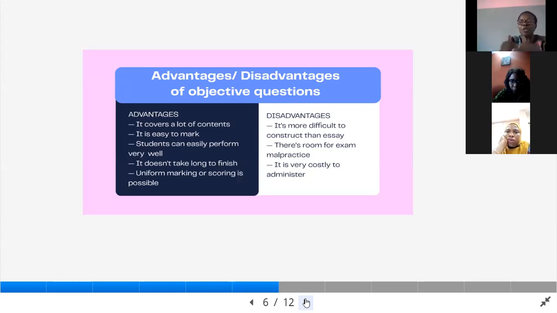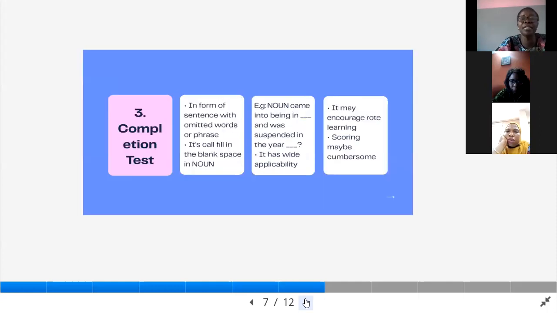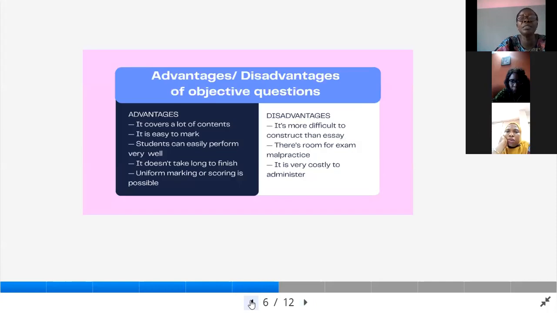So these are short questions, and it has advantages and disadvantages. So we're looking at the disadvantages of objective question, disadvantages of objective question.